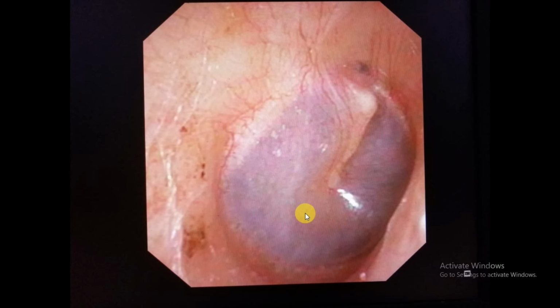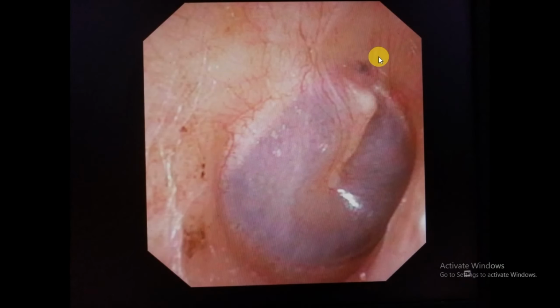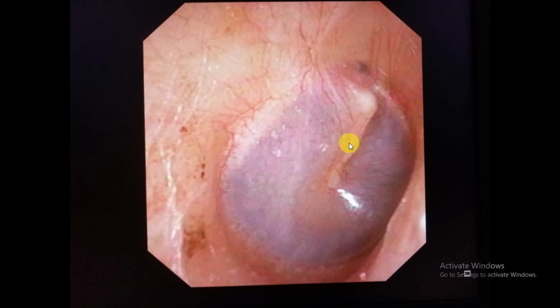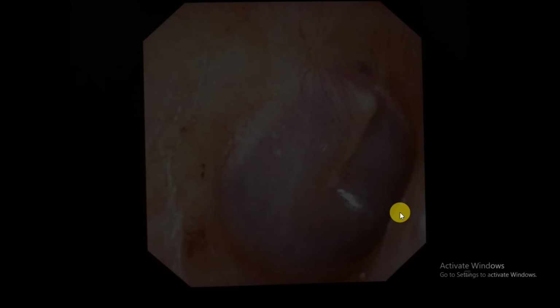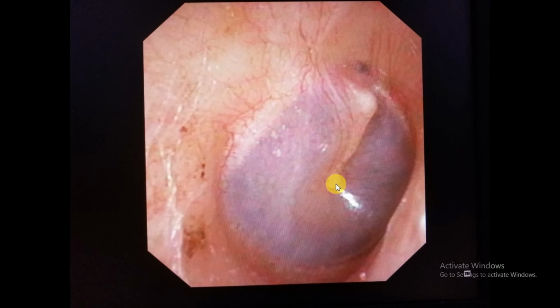Tympanic membrane is divided into four quadrants by two imaginary lines. One imaginary vertical line passing through the handle of malleus, and another horizontal line which passes perpendicular to the vertical line at the level of umbo. In this way, this divides tympanic membrane into four quadrants.